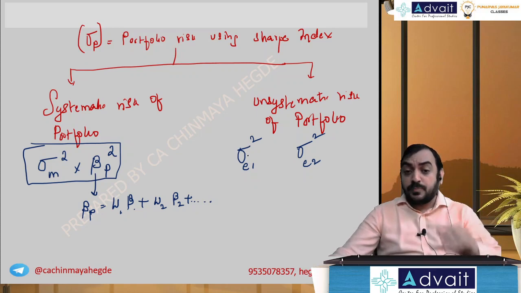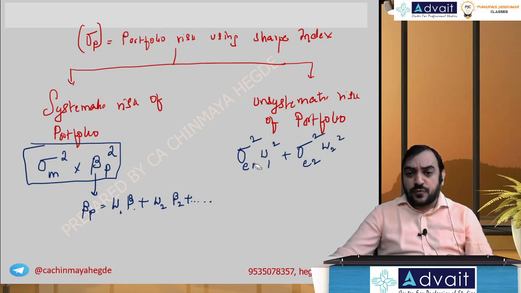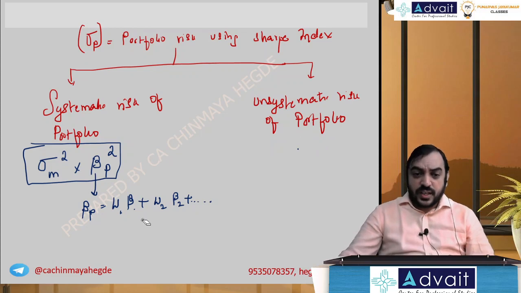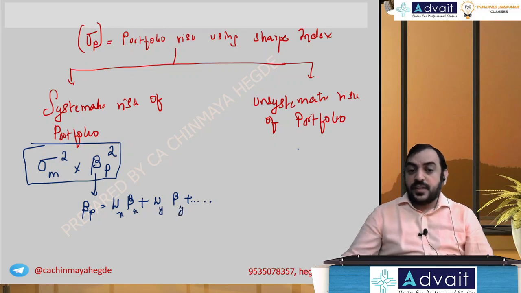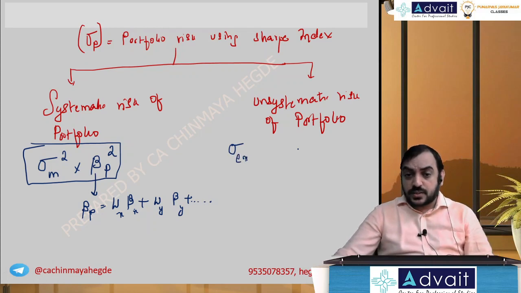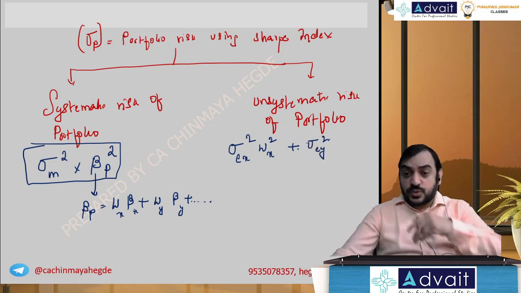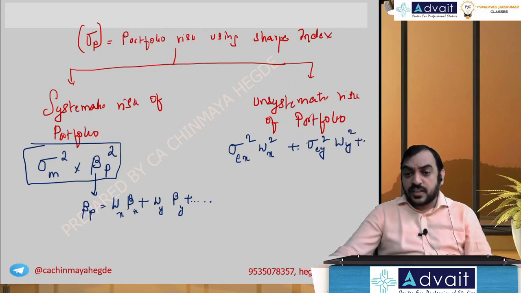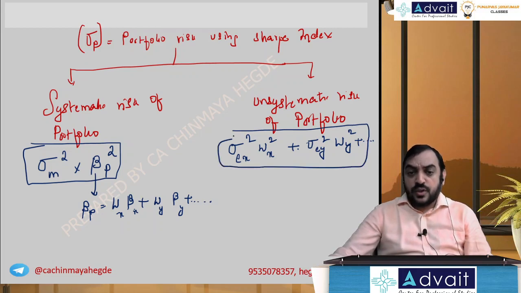And I'm going to do a weighted average. Means what? I'll multiply it by W1 square and multiply it by W2 square and so on. Or instead of 1 and 2, let me call them X and Y, more comfortable. So let me say this is X and Y, WX, beta X, WY, beta Y. Unsystematic risk of portfolio means first the unsystematic risk of security X, that is sigma EX square, of course variance, and its weight WX square. Then unsystematic risk of security Y, that is sigma EY square multiplied by its weight square WY square, plus dot dot dot. This is the unsystematic risk of portfolio.